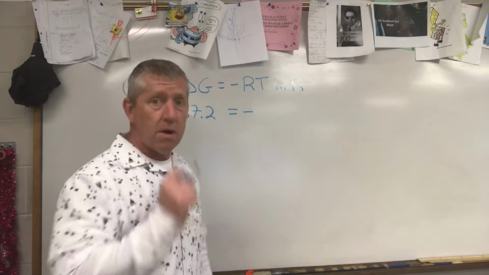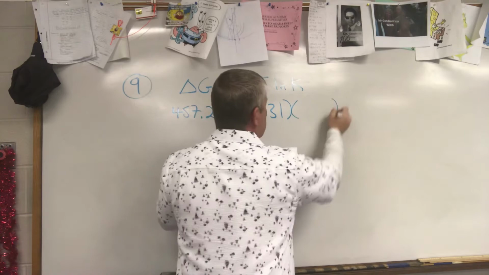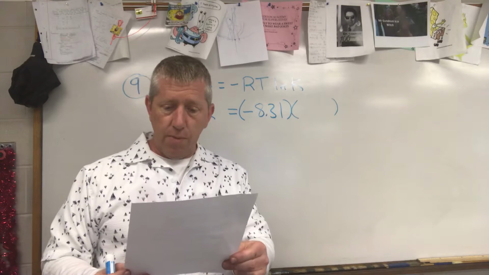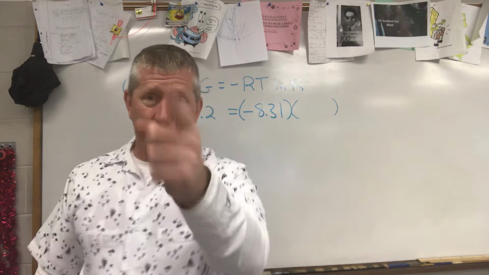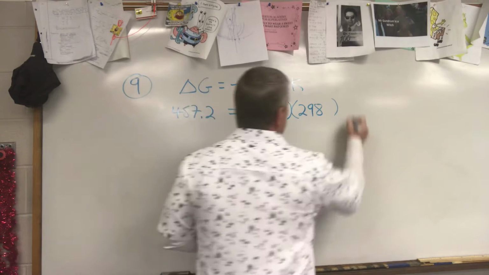So negative 8.31, and that's being multiplied, so I'm going to put that in brackets, times T. What temperature is this happening at? Standard conditions here, right? I believe so. 25 degrees Celsius, but I can't put 25 degrees Celsius in there. Be careful. Kelvin. You can't go wrong with Kelvin. So 273 plus 25 gives me 298 Kelvin, times the natural log of K.